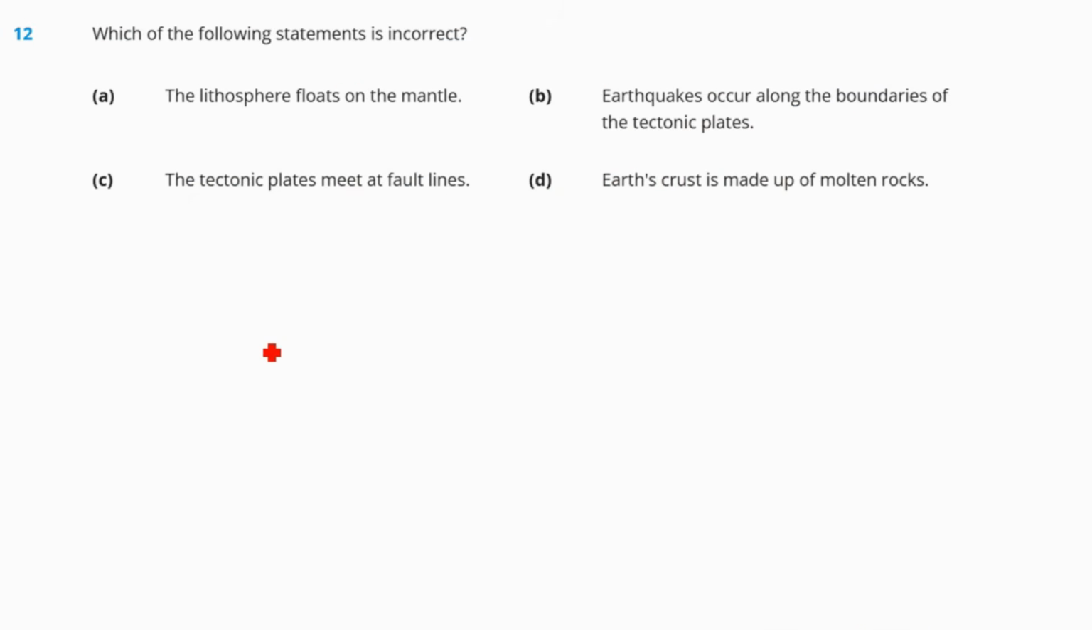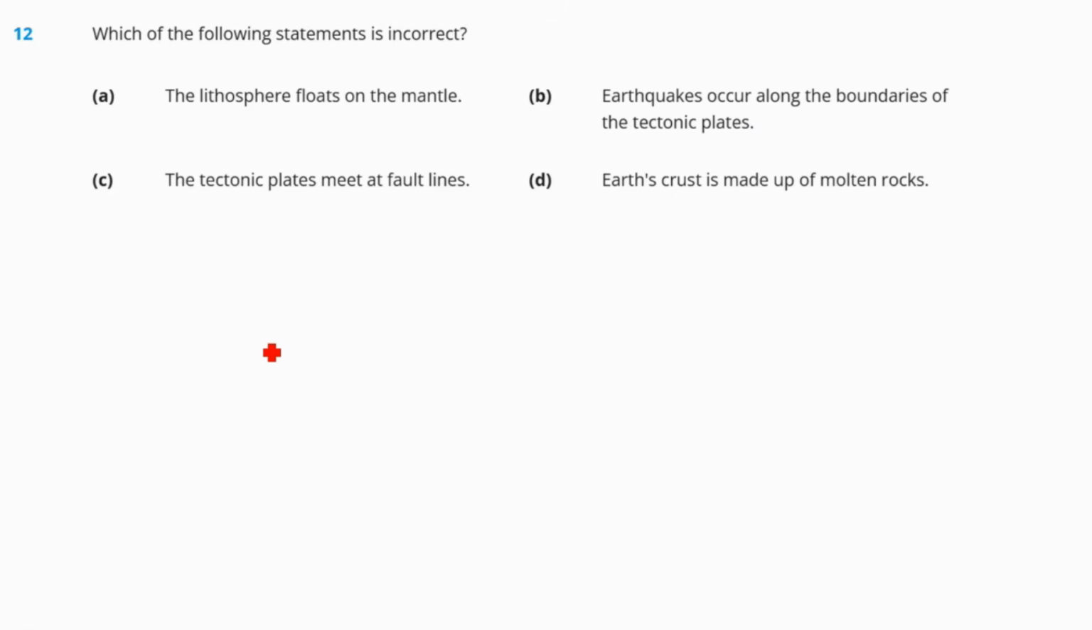Question number 12. Which of the following statement is incorrect? The lithosphere floats on the mantle. This is true. Earthquake occurs along the boundaries of the tectonic plates. This is also true. The tectonic plates meet at fault lines. Yes, this is also true.